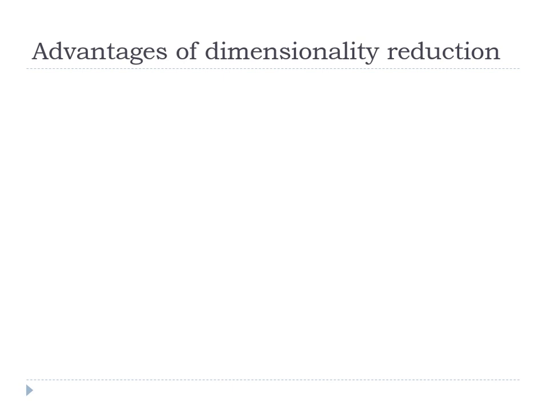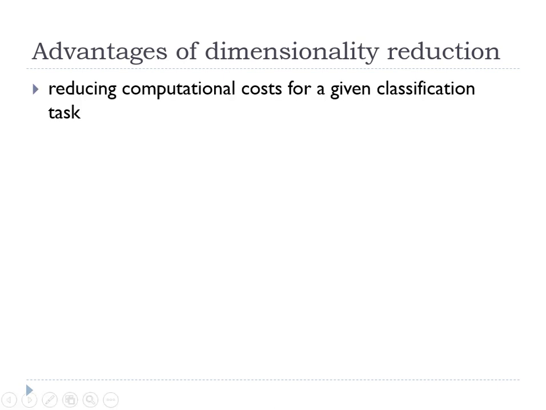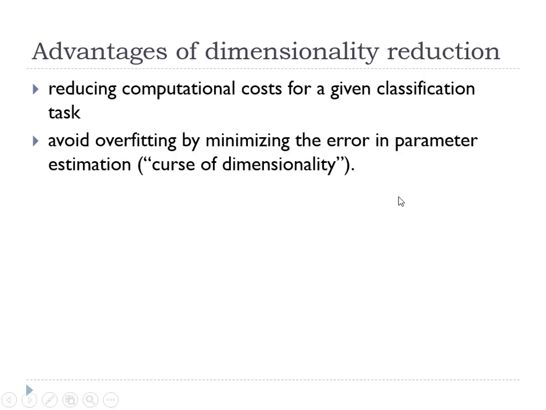Now, why do we go for dimensionality reduction? We saw PCA in the last video, in this video we're discussing LDA, and in the next video we will be dealing with one more dimensionality reduction method, that is SVD. The advantages of dimensionality reduction are, as I said, it will reduce your computation cost because the resources required would be less. In addition to that, you avoid overfitting, where you minimize the errors in the parameter estimation, and this is also commonly called the curse of dimensionality.